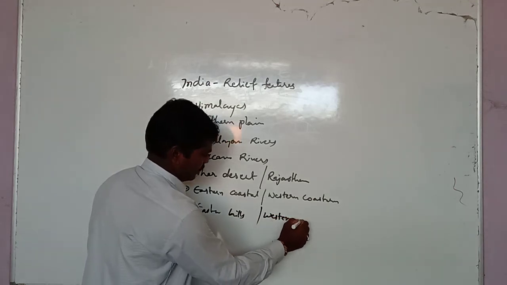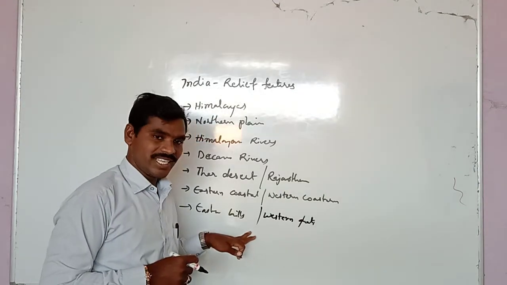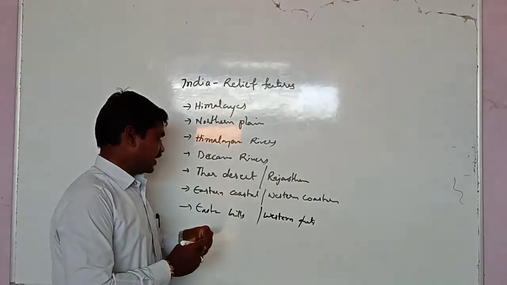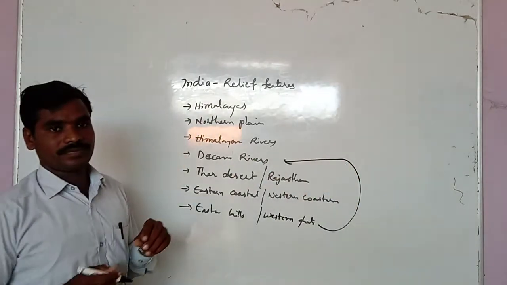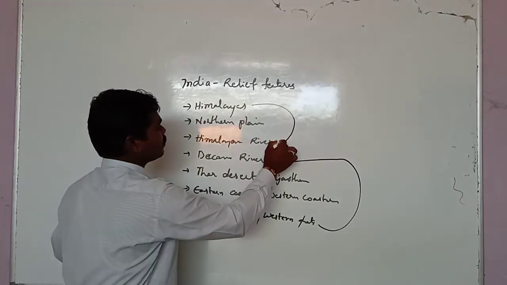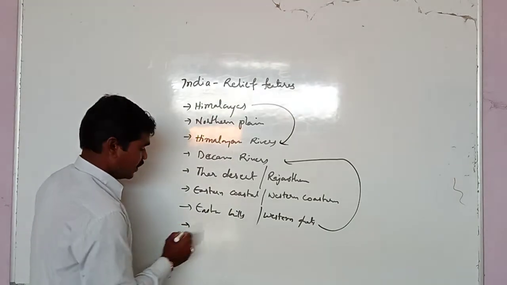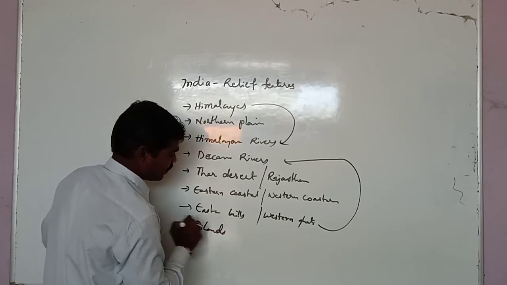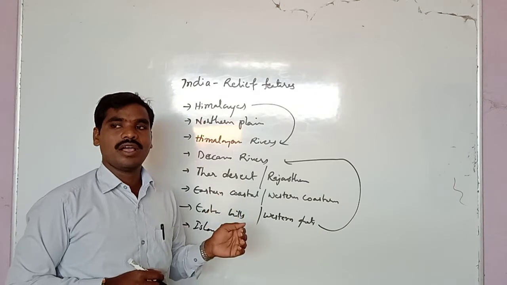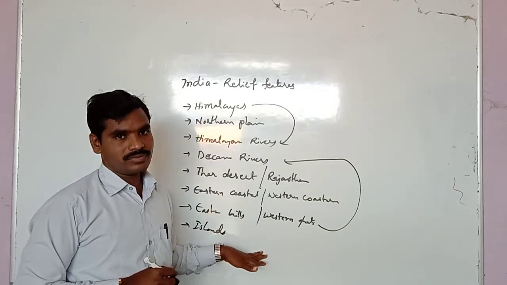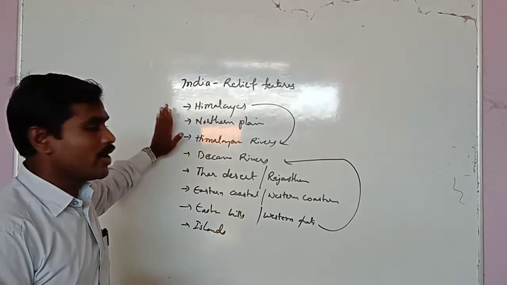This Western Hills range is the major source of Deccan rivers. In the same manner, the Himalayas are the major source of perennial rivers. And the next relief feature is islands. India has two major island groups: the Lakshadweep Islands and the Andaman Nicobar Islands. Okay, so these are the different major relief features in our India.